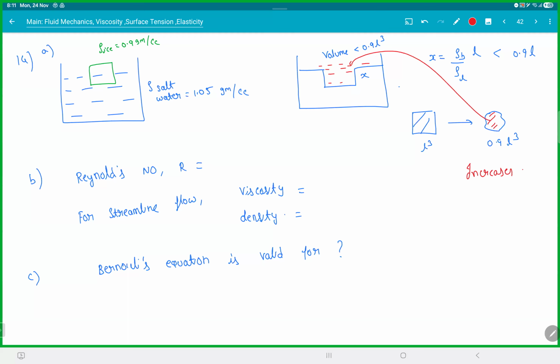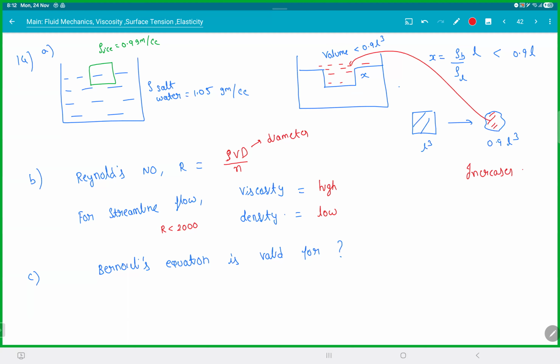Do you remember the formula for Reynolds number? Rho V D by eta. D is the diameter of the pipe. For a streamline flow, Reynolds number must be less than 2000. More than 3000, it will be unsteady flow or turbulent flow. Between 2000 to 3000, we don't know. So the lesser the Reynolds number, the better the streamline flow. You can see viscosity is in the denominator, so viscosity should be high. Density is in the numerator, so density should be low. So liquids which have low density and high viscosity will go in a streamline flow.